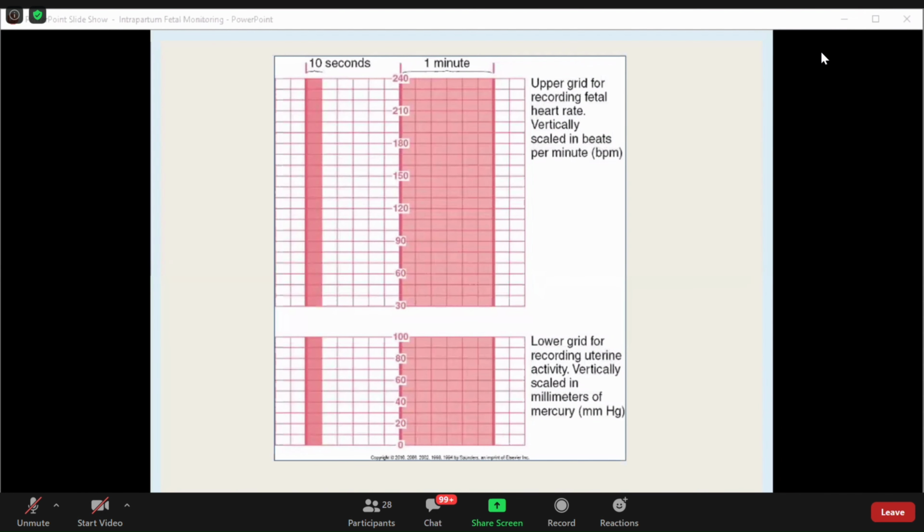So are we good with the plain paper? I want to make sure before we start adding things. Okay.